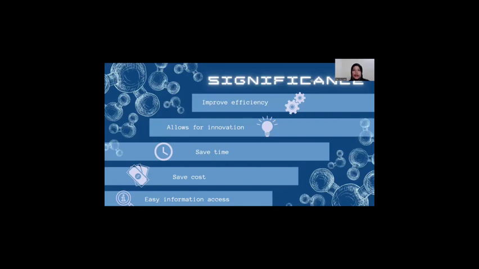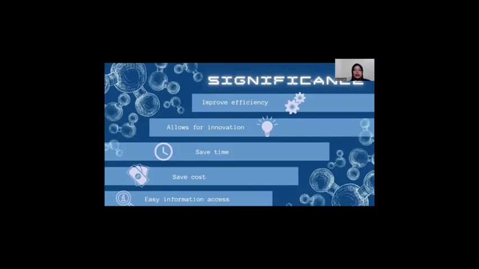Okay, so for the significance of technology, there are six significances that I want to highlight. The first one is improved efficiency. As an example in farming, thanks to technology advancements nowadays, a farmer doesn't need to pick up a bucket of water to water the crops or plants. After that, it allows for innovations. Technology is now used to research and develop new ideas, which improves our ability to test and implement them. So, for example, a 4G network can be upgraded into a 5G network.